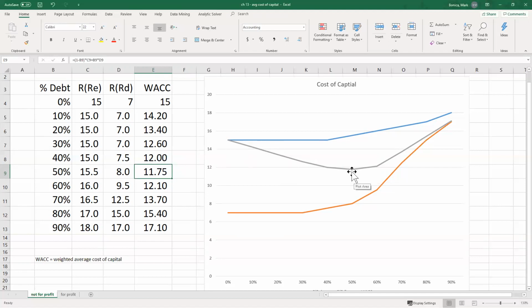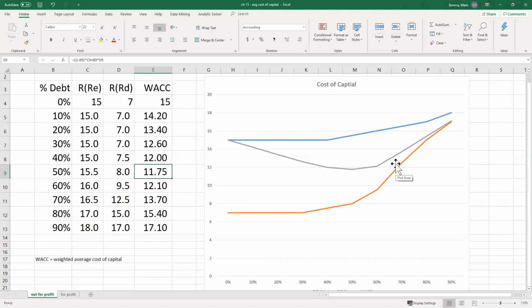And so this is where investors have evaluated that the best mix of capital for this company is about 50-50, after which the combined investors are going to require a rising amount of return. So that's kind of their optimal capital structure.